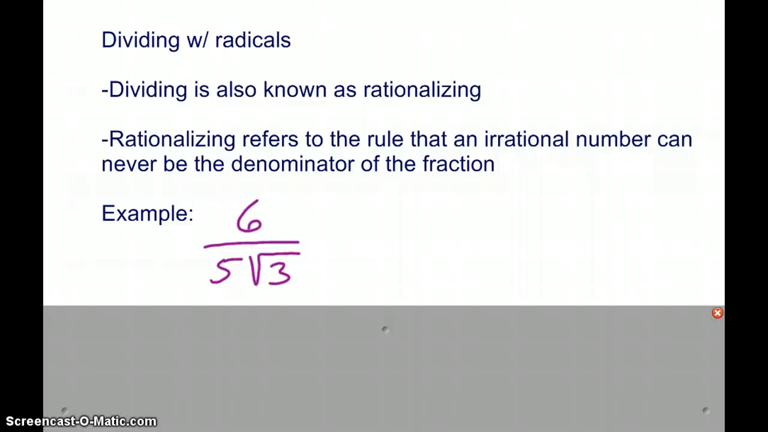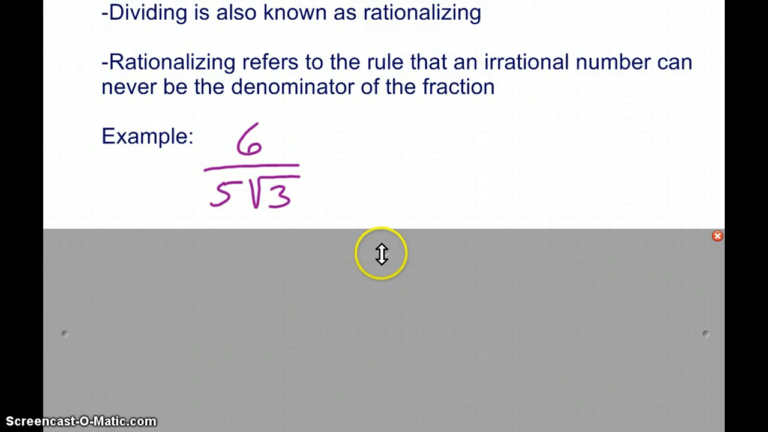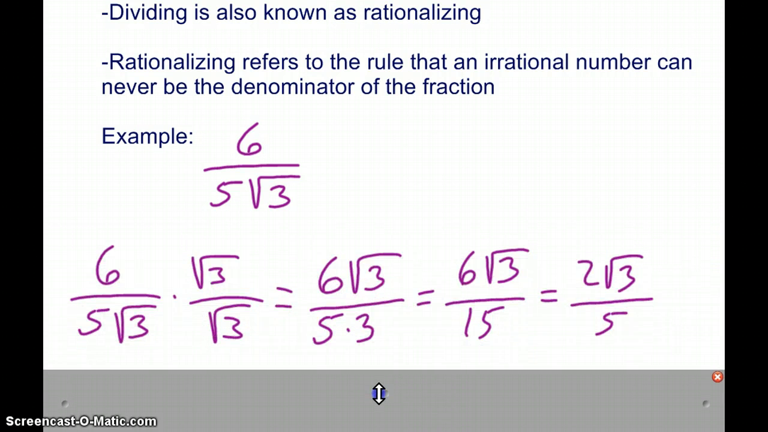So if we look at this example, 6 divided by 5 times the radical 3. In order to simplify this, I need to get that radical 3 out of the bottom. And in order to do that, I can use the concept of multiplying the top and bottom by the same value. In this case, we would want to multiply the top and bottom by the square root of 3. Because on the bottom, the square root of 3 times the square root of 3 gives us 3. You've eliminated a radical from the bottom. You've rationalized the denominator. On top, you still have 6 times the square root of 3.